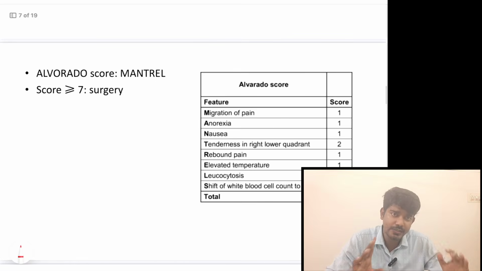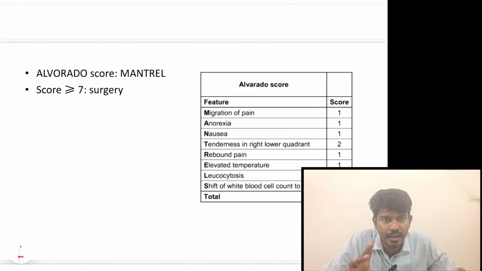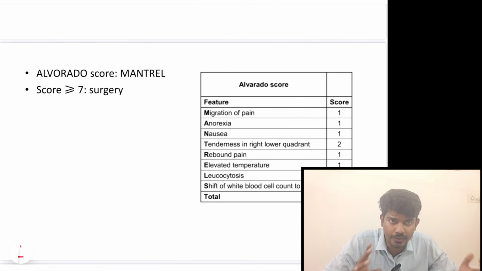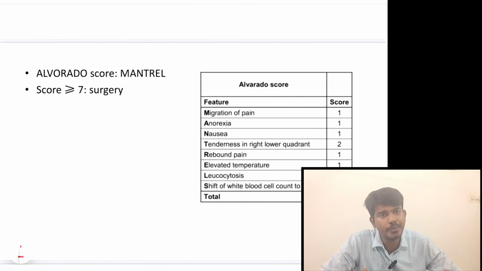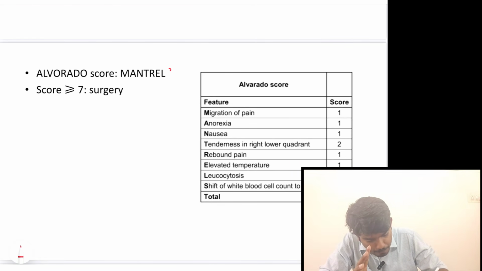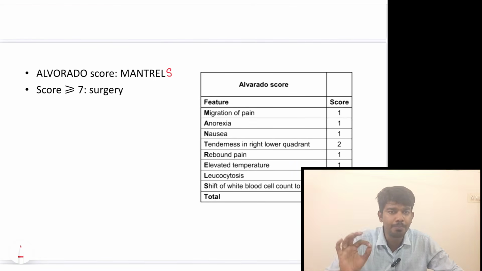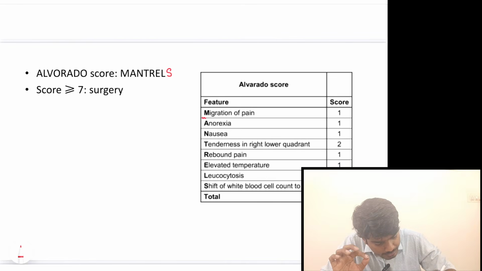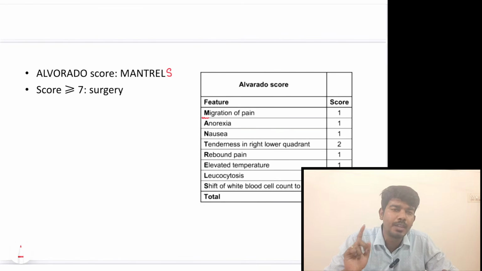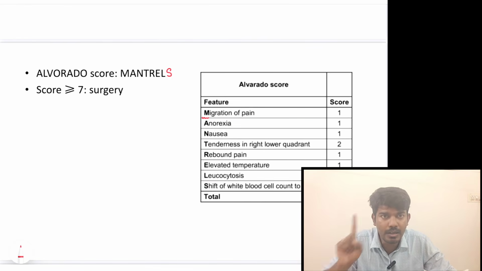Next, this slide is very much important. What is the Alvarado score? The Alvarado score tells us whether we can proceed with conservative management or we are going to go with surgery. How are we going to remember that? We are going to remember it with the mnemonic MANTRELS. M for migration of pain. Where does this pain migrate? It migrates from the umbilicus to the right iliac fossa. It is given 1 point.